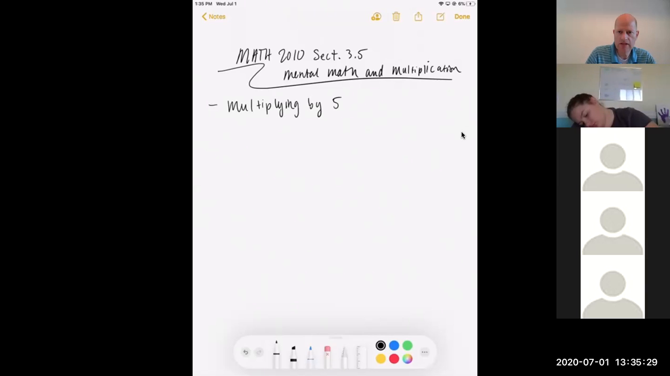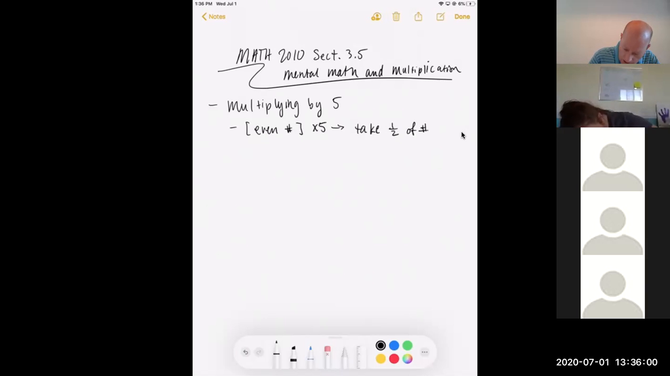I think we've introduced this before with our multiplication facts. Okay. So you can have either an even number or an odd number multiplying by 5. So we'll start with the even number multiplied by 5. Now what they say to do is take half the number and multiply that by 10.